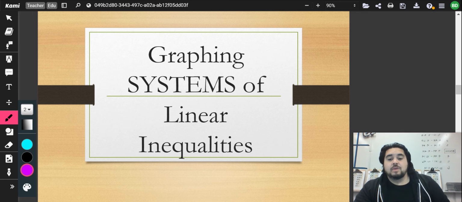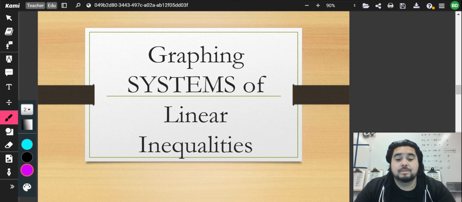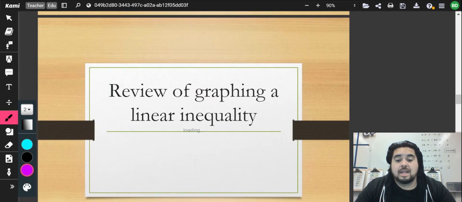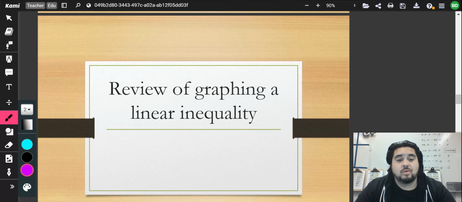Hey kiddos, today we're going to be talking about graphing systems of linear inequalities. So a system of inequalities is basically when you have more than one. Just like what we were doing in the last lesson where we're graphing inequalities, meaning that our line is going to look a little different, we're going to be shading on the top of the line or the bottom of the line. We're going to do the same thing except we're going to be graphing two of those on the same graph. Okay, so quick review, let's go over again how we graph a regular linear inequality.